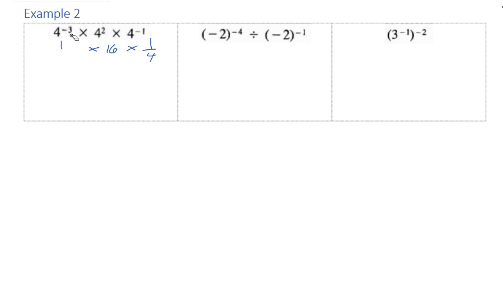But they all have the same base. So I'm going to try and take the shortest path I can. They all have the same base, and we're multiplying. So you know what I'm going to do is I'm going to add the exponents. Remember our product rule? Negative 3 plus 2 plus negative 1. So I'm going to end up with 4 to the negative 2, right?